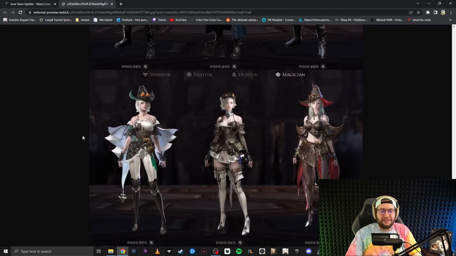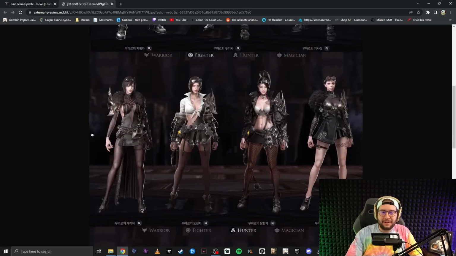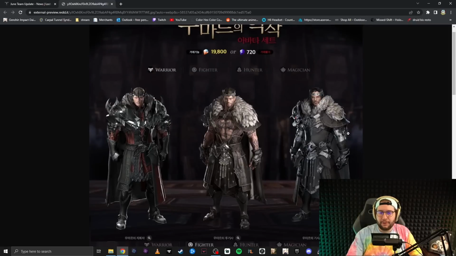Magician's always got so many frills, man. I kind of like these. I'm going to be honest, I'm a really big fan of the Fighter ones. I really enjoy this one, and I think the third one right here. And then all the Warrior ones look really, really good. I think out of all the fantasy skins we've received, this is probably my favorite line so far.